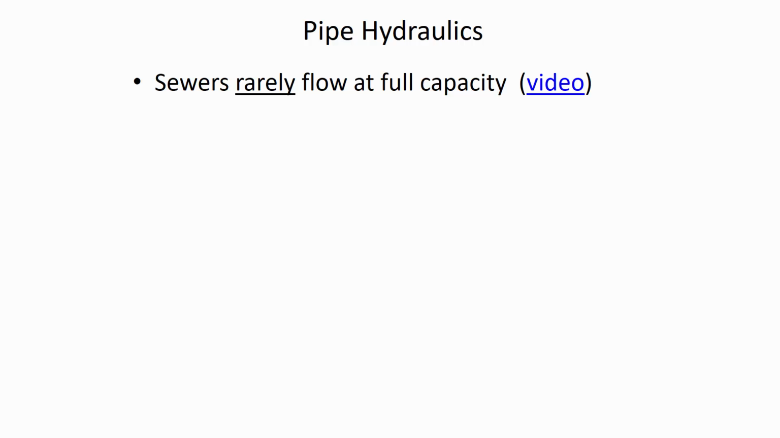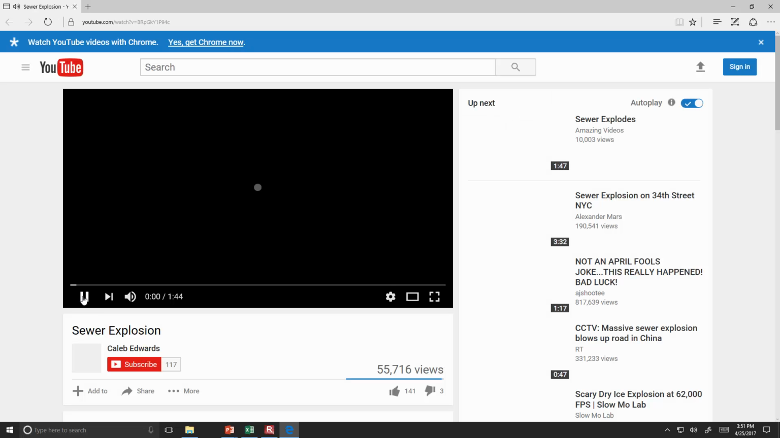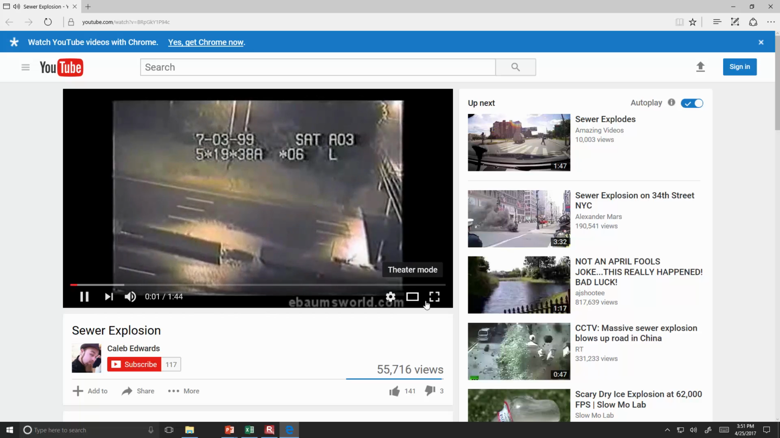Like I said before, we're going to be designing sewers for a condition that will almost never exist. We want to design the sewers so they're big enough to carry all the flow that there's going to be when it's raining, 50 years from now, when the population is totally built out. So they don't often flow at full capacity, but sometimes they do. Let's look at one of those sometimes, because it's pretty exciting.